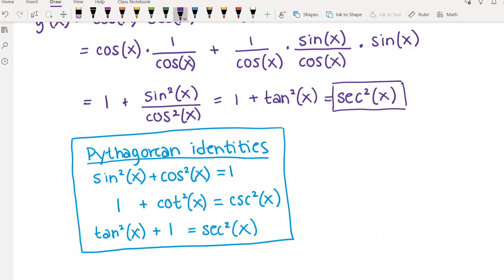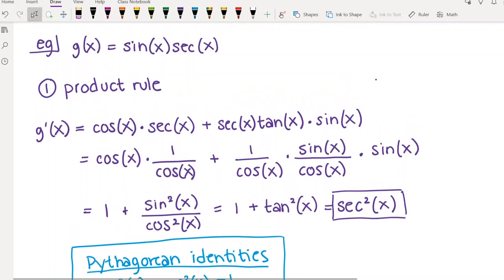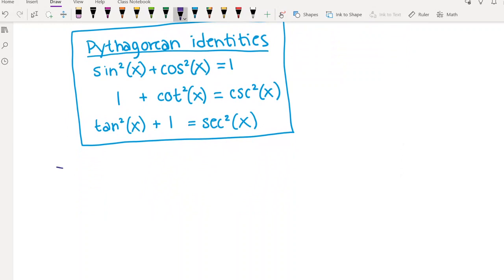So let's now go back and see if we could have done this differently. Instead of doing the product rule, let's go back to our original function and just simplify it and see from there what we get as our derivative. So the second method is to simplify first, meaning before taking the derivative.